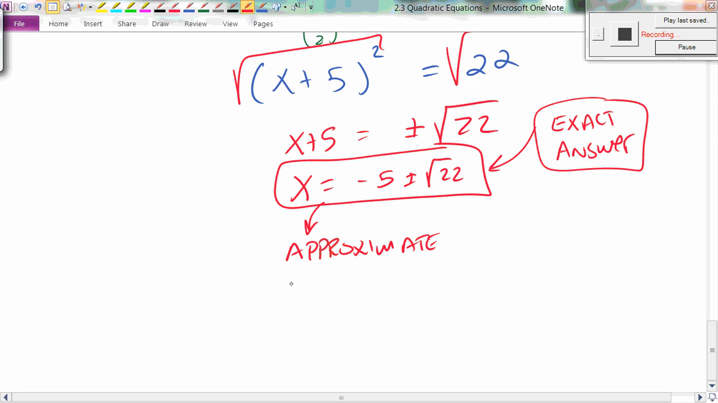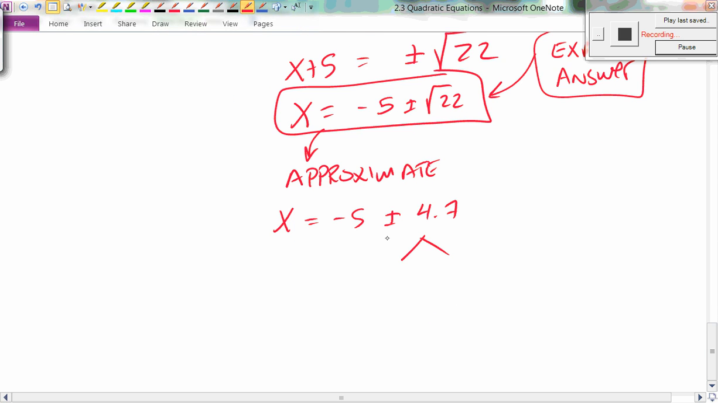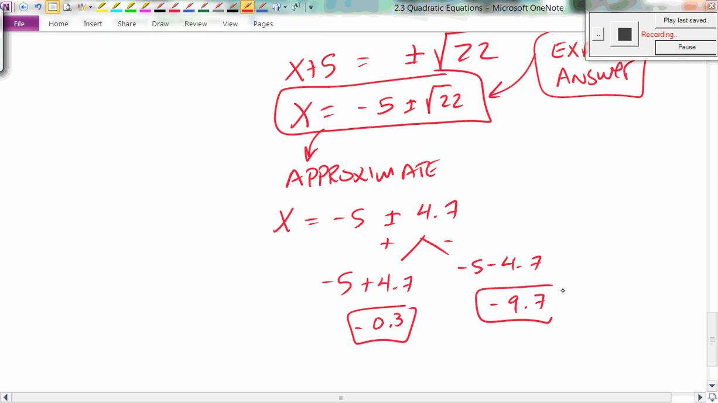4.7. Okay, so x is equal to -5 plus or minus 4.7. So if I break off in my two directions, positive and negative, I get -5 plus 4.7. How much is that? It's like -0.3, right? Or -5 minus 4.7. How much is that? -9.7. So this is my solution set, -0.3 comma -9.7.